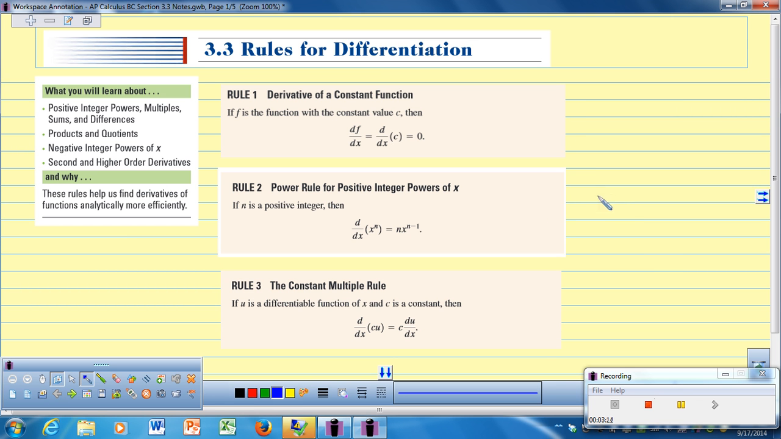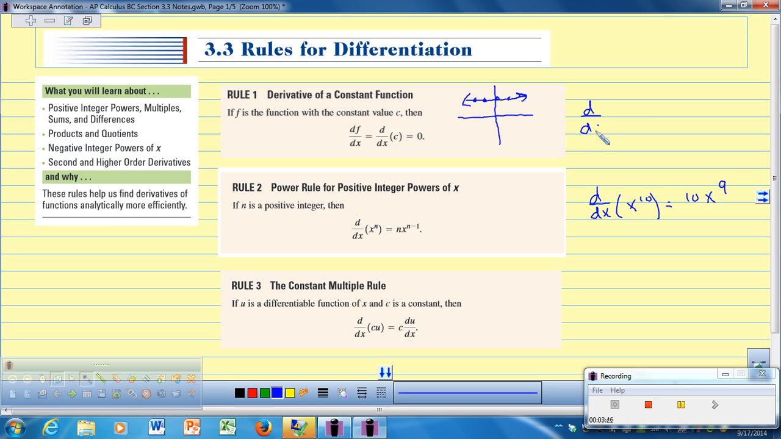And let's put a nice example here. The derivative with respect to x of x to the 10th would be 10x to the 9th. All right. Also on this page we have the derivative of a constant. And if we think about a constant function, it's just a horizontal line. And the derivative is the slope of the tangent line, or the slope at one point. And if I take the slope at any point on a horizontal line, the slope is 0. So the derivative of a constant, like 7, would be 0.